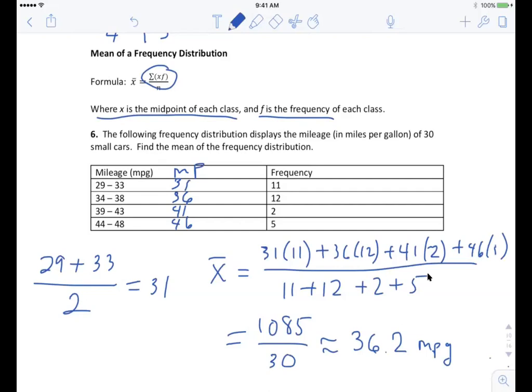One little thing, why did we find those midpoints? Basically we're saying all we know in this data set is that for that first one, 11 cars are in this range. So we're going to assume that those 11 cars probably average around 31 miles per gallon, right? So we're going to take those 11 times the 31. That's the main idea for that. It's the best we can do.